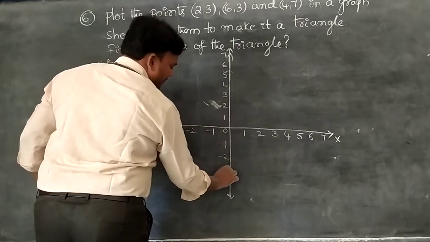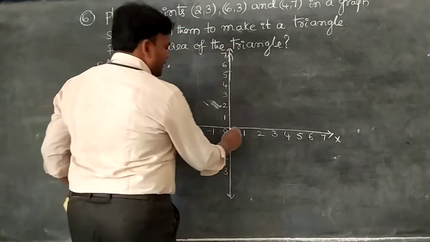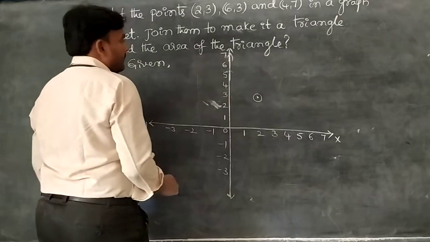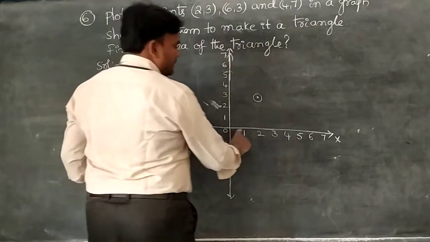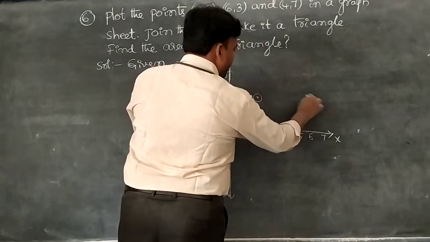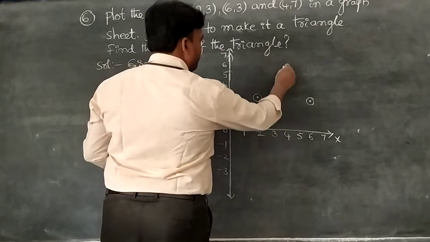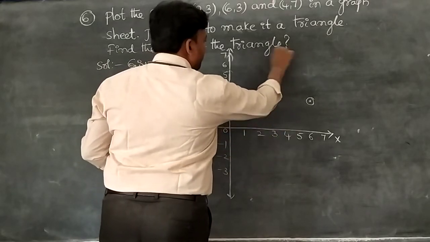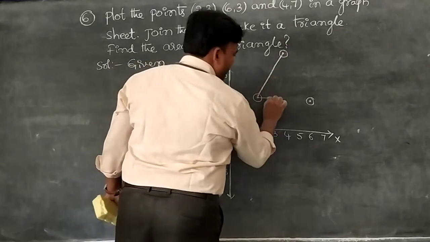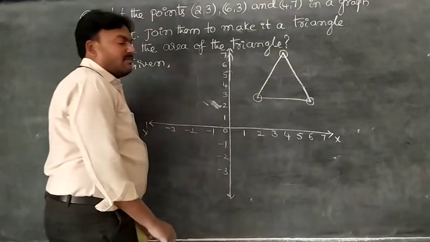-1, -2, minus. Okay, first plotting the point on a graph sheet. (2, 3): X value 2, Y value 3. Next (6, 3): X value 6, Y value 3. Next (4, 7): X value 4, Y value 7. Okay, students, join them. Yes, the triangle is formed.